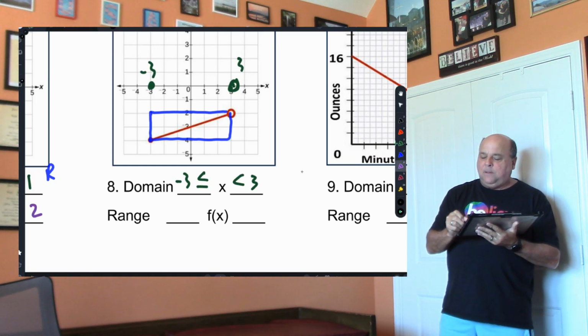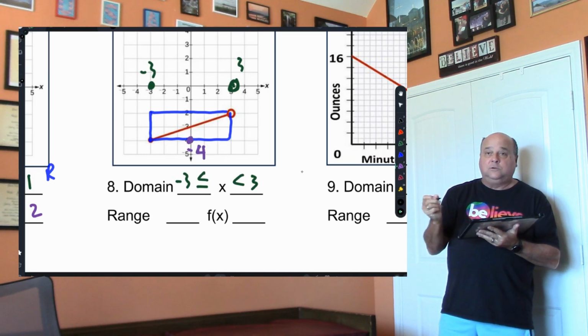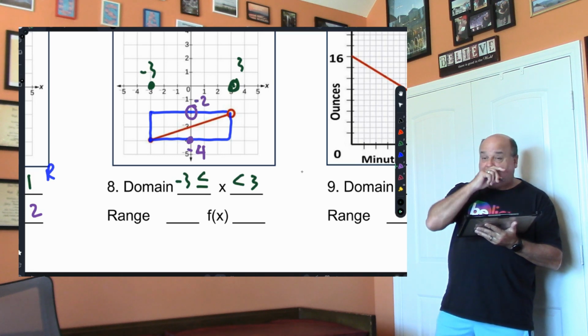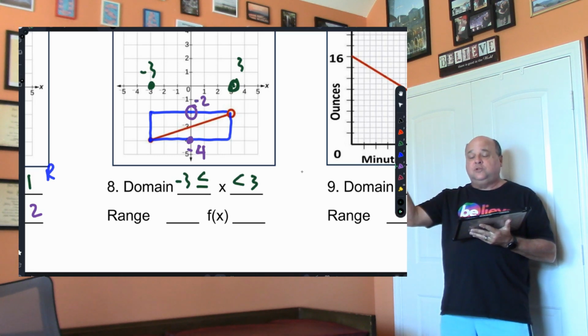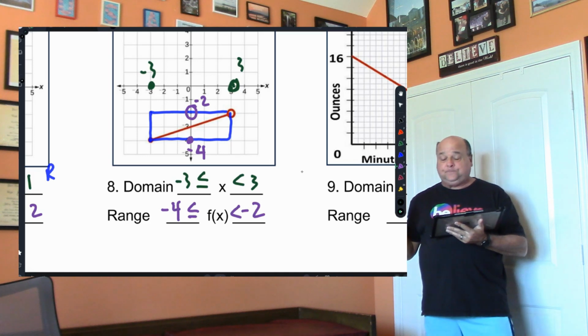And let's get the top and bottom number. The bottom number is -4 with a closed dot. The top number has an open dot, and it's -2. So we're going from the bottom to the top. -4 to -2. The -4 has a closed dot. The -2 has an open dot.